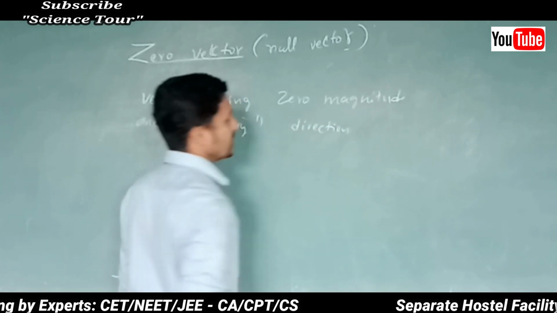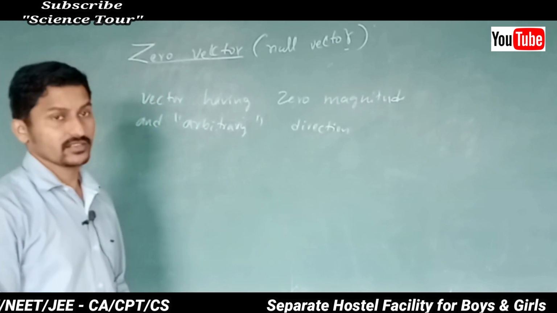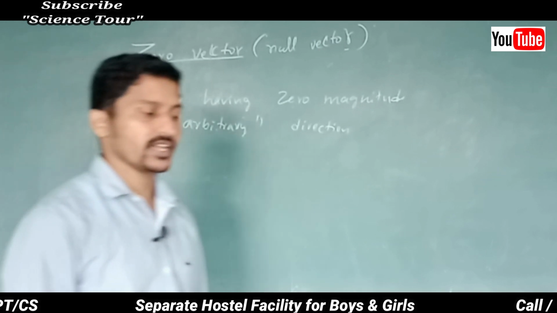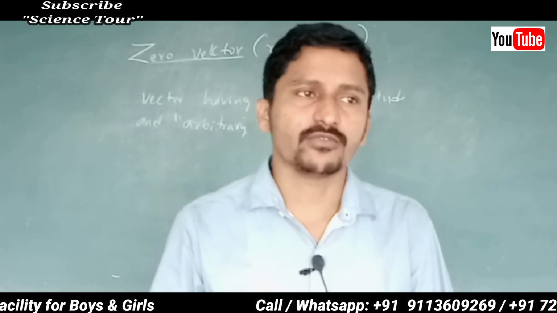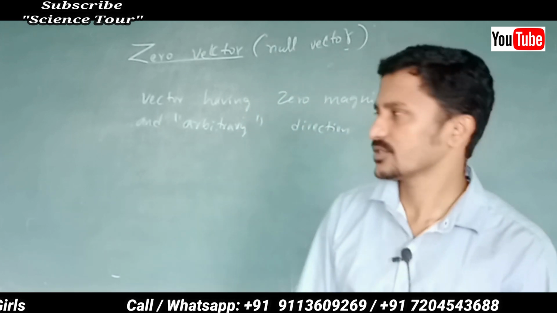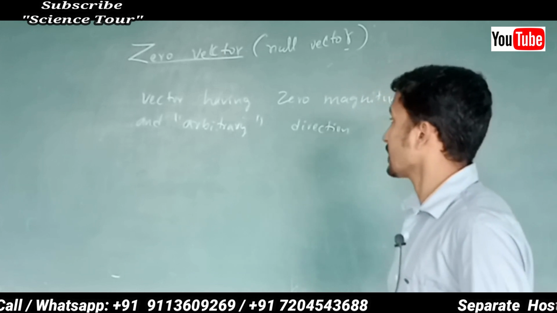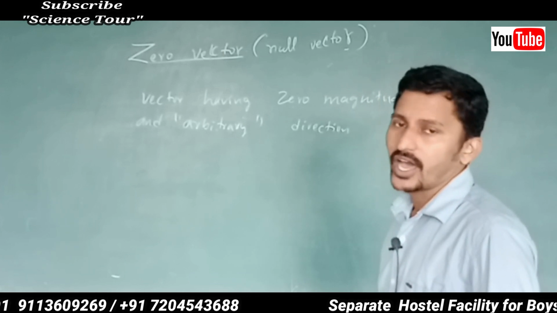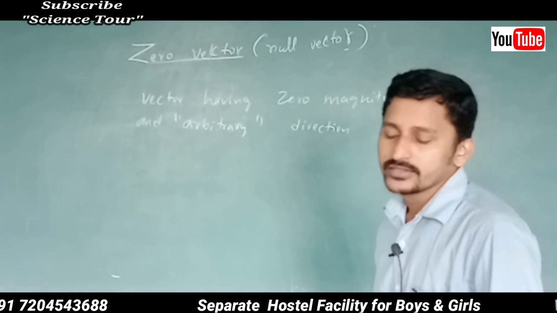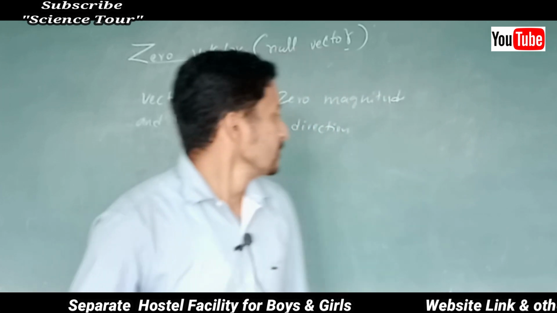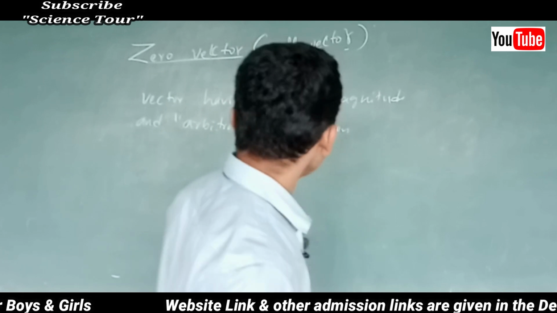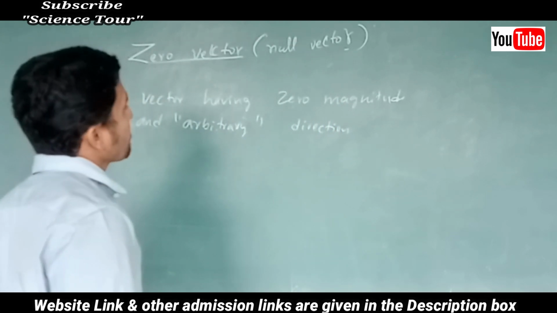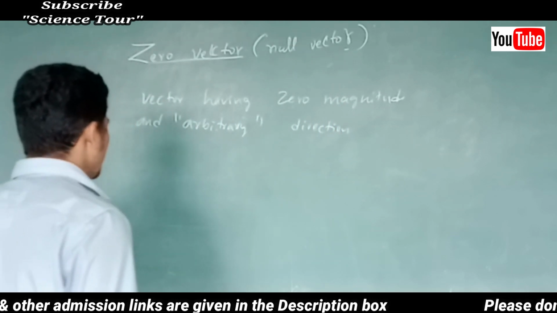What is that direction? It may have any direction. That's why we can't determine the direction, and we say random direction, which is nothing but arbitrary direction. For 1 mark the question will come, this is very very important: a zero vector is a vector having zero magnitude and arbitrary direction. Then there are properties for the null vector.